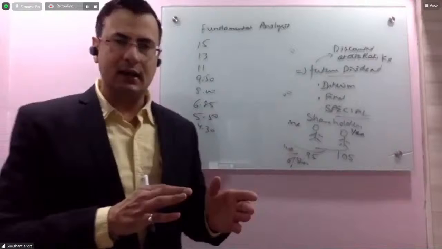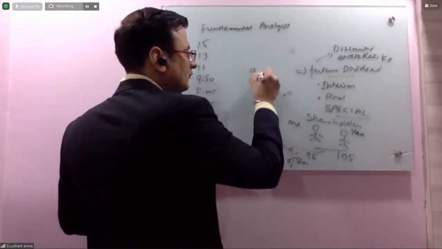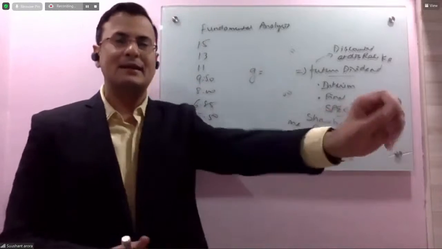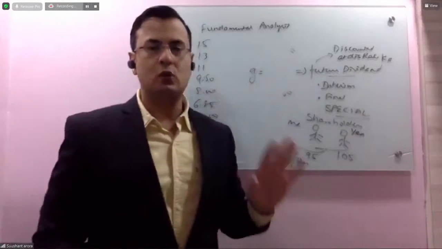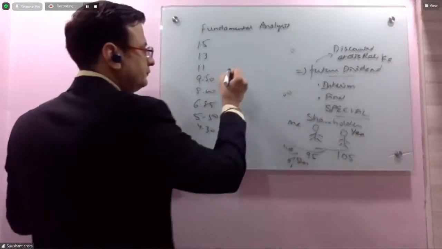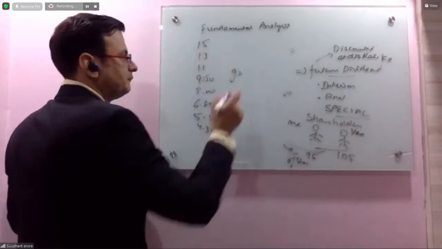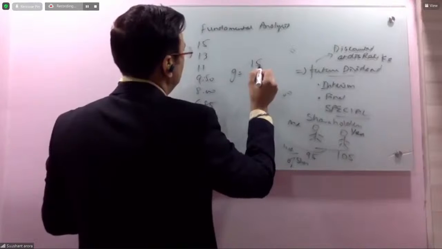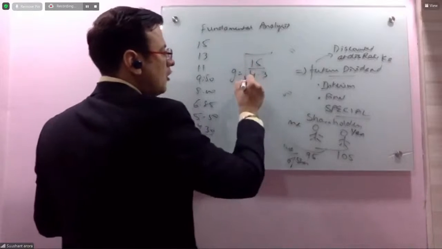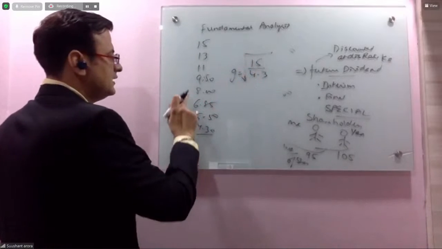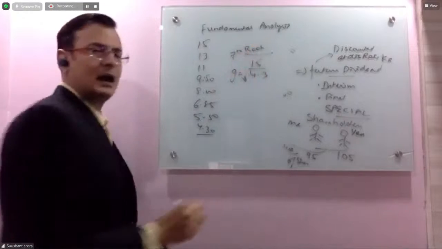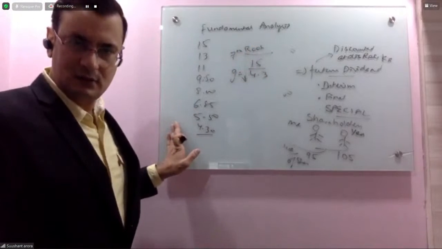In CA Inter, we were given a value called G. It was given to us that assume it is 5%, assume it is 10%, whatever. But in real life, we are in a situation to even calculate this value. How? Very simple. G is equal to 15 divided by 4.3 and the root of, how many values are there? 1, 2, 3, 4, 5, 6, 7, 8. You take the 7th root of this. Again, very simple. This is my dividend pattern.